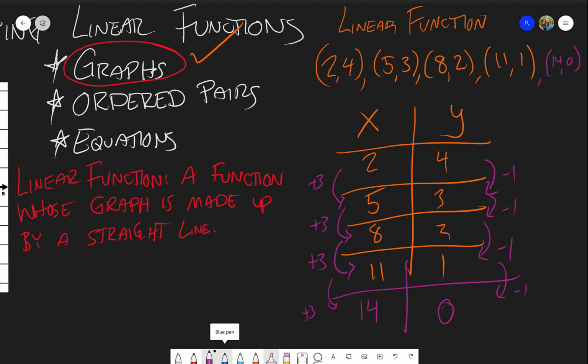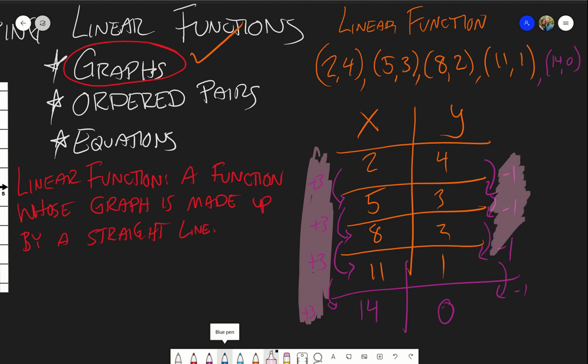Okay, so as long as my change in x is doing the same thing, as long as my x is all changing in the same way and my y is all changing in the same way, this is going to be a linear function. Since everything's changing in the same way, linear function. If things weren't changing in the same way, it would not be a linear function. Okay, as long as all my x's change the same way, all my y's change the same way, then things can be linear.